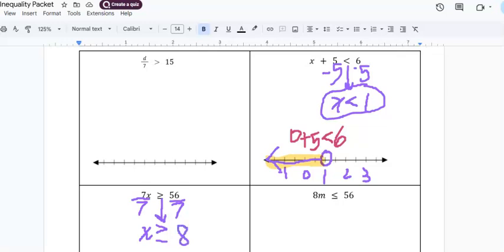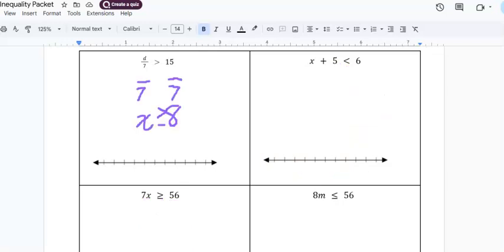Let me pause this for a second. What I have so far is that x is greater than or equal to 8. So 8 is my solution. Since there's a line here, that means it's also equal to 8, so I'm going to color in this circle. I'm going to put on my number line numbers that are greater than 8 to the right of 8, and numbers that are less than 8 on the left of 8. So I have at least a couple of numbers on my number line.